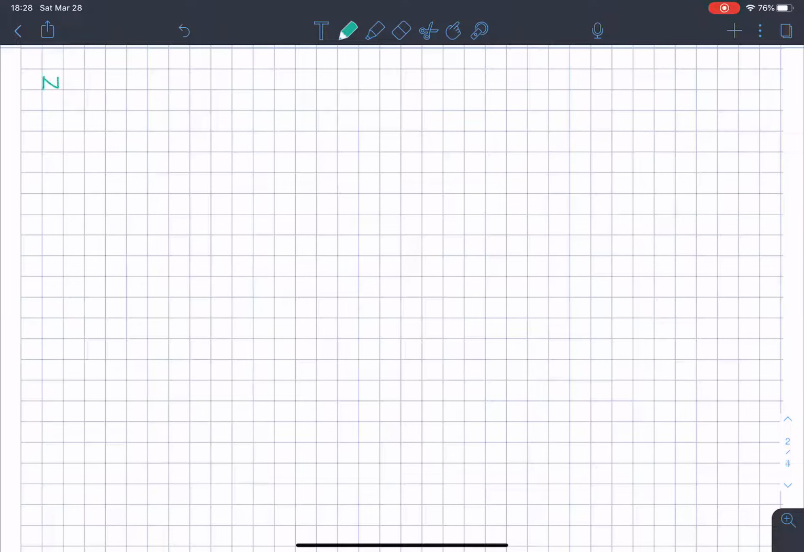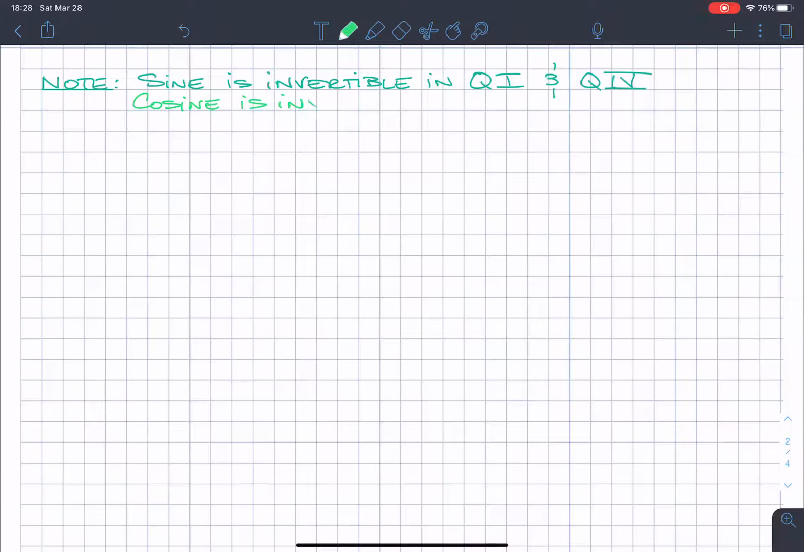Before I go on, I'd like to note sine is invertible in quadrant 1 and quadrant 4. Cosine is invertible in quadrant 1 and quadrant 2.